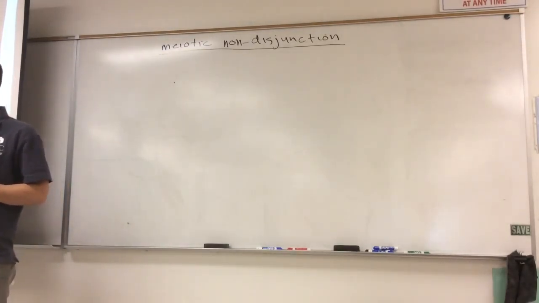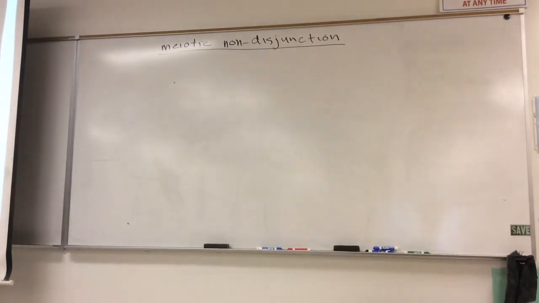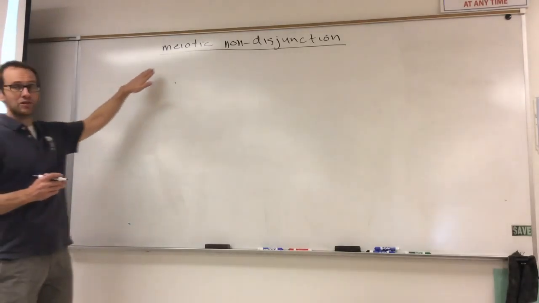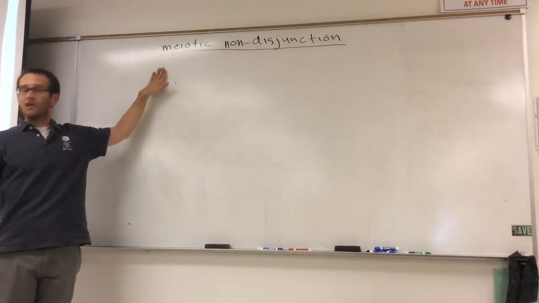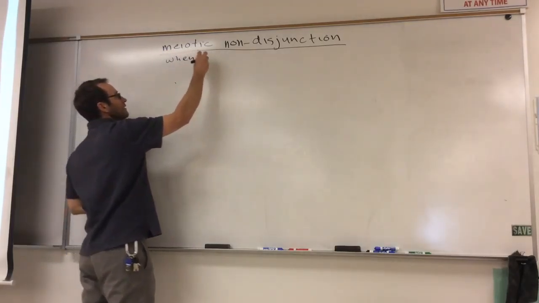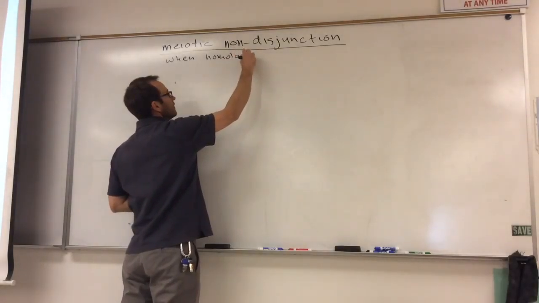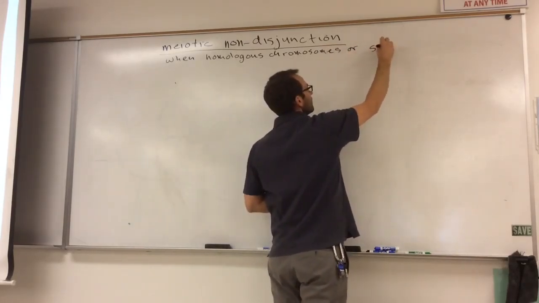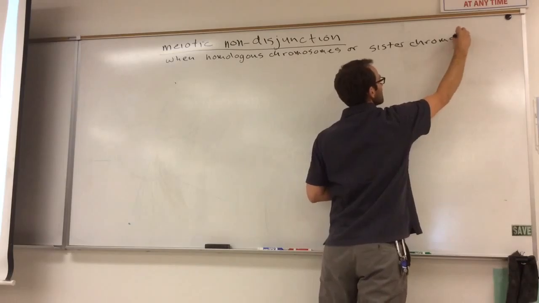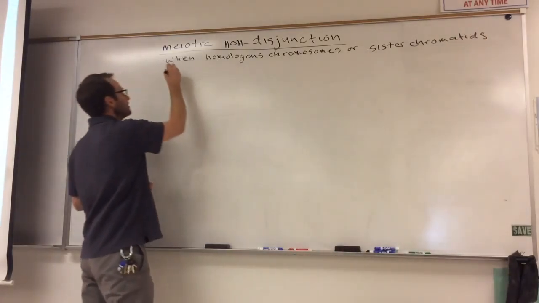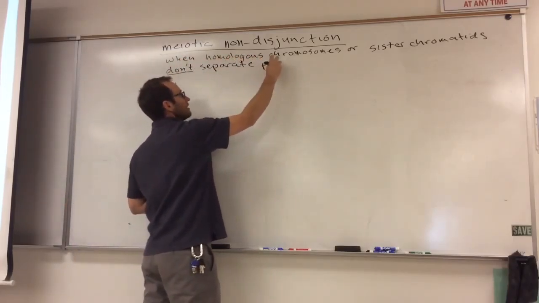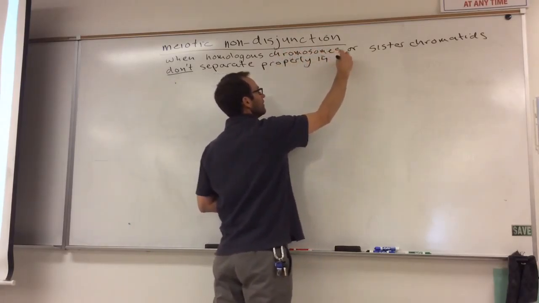So, meiotic non-disjunction is what happens when homologous chromosomes or sister chromatids don't separate from each other properly during meiosis. And I'll just write a brief description of that up here and then draw the sketch out for you guys, and we can look at the consequences. So this is when homologous chromosomes or sister chromatids don't separate properly in meiosis.